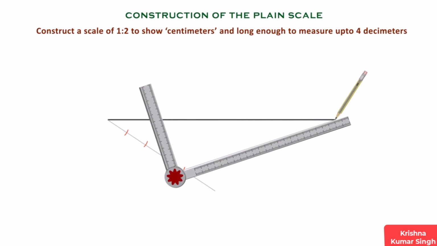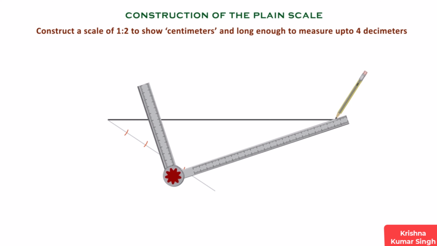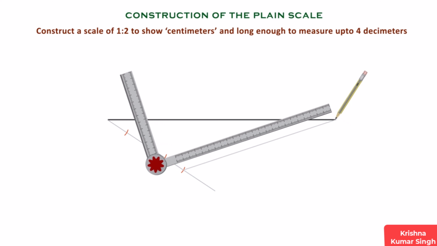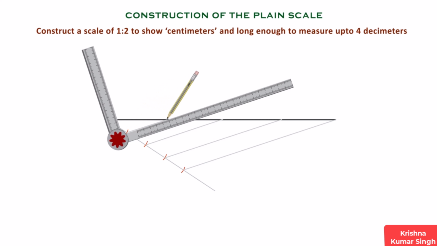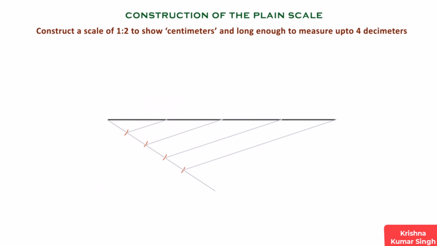Now, tighten the screw of the drafter. And take the drafter to the third arc. From the third arc, draw a line to the original scale, keeping the drafter fixed. We can clearly see here that these 2 lines are parallel. And repeat the same process for the other 2 arcs, and draw lines. We can see here that the scale got divided into 4 equal parts.